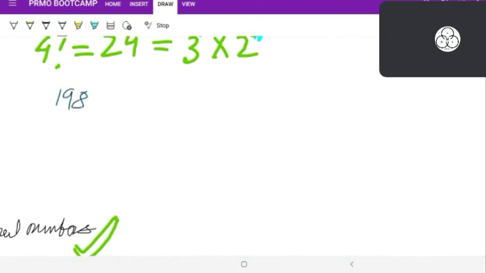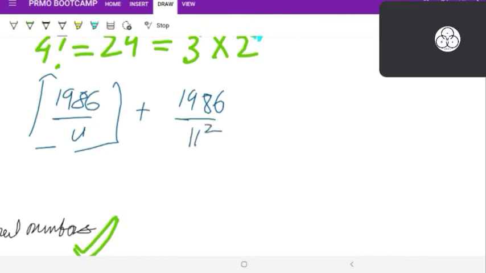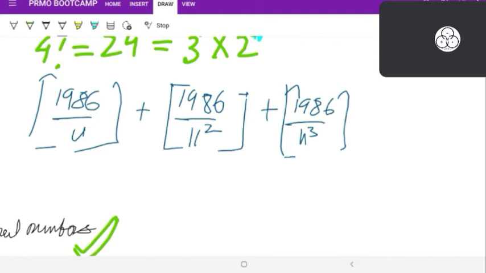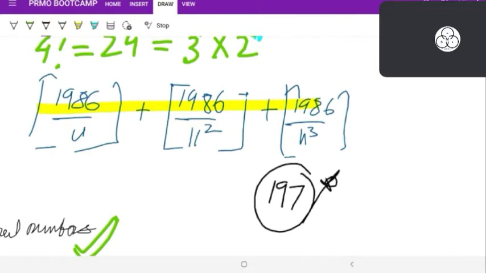This will be simply 1986 by 11 plus 1986 by 11 square plus 1986 by 11 cube, and for 11 to the power 4 the denominator will be more than 10,000. So 1986 divided by a number where the denominator is more than 10,000 is useless. We need to find this expression's value. Just calculate the value. I can only give you the answer. The answer is 197. This calculation is your part.